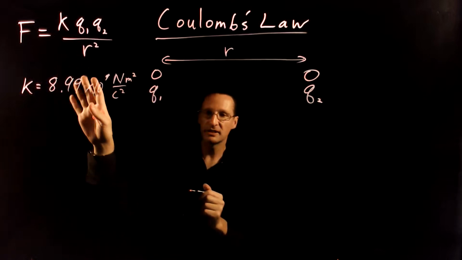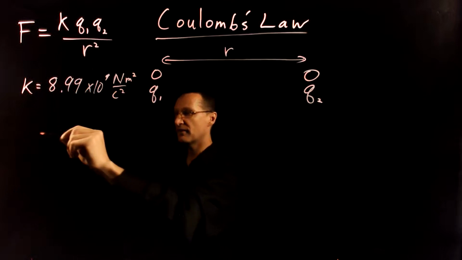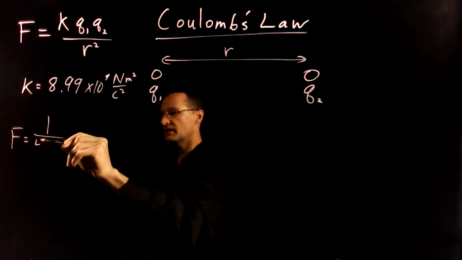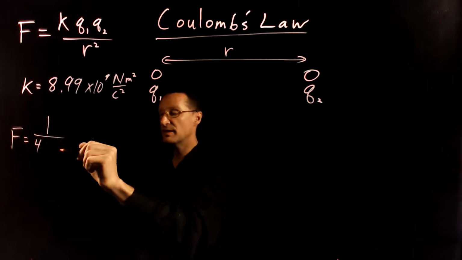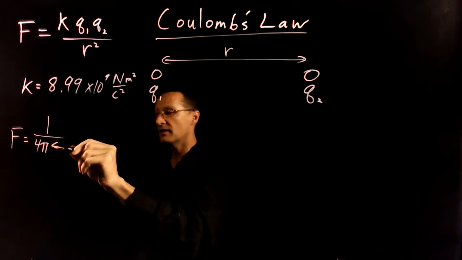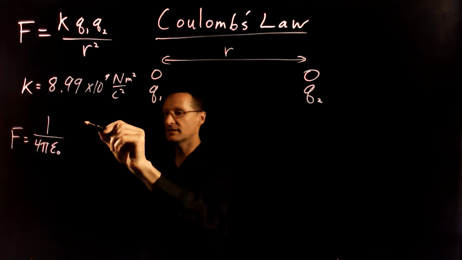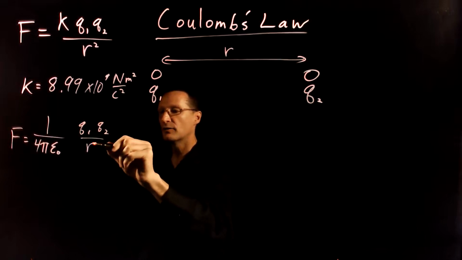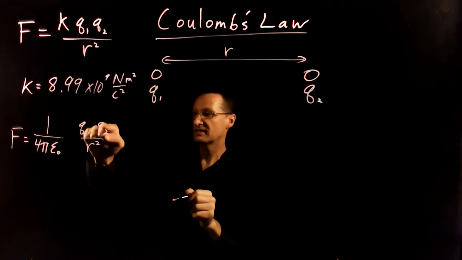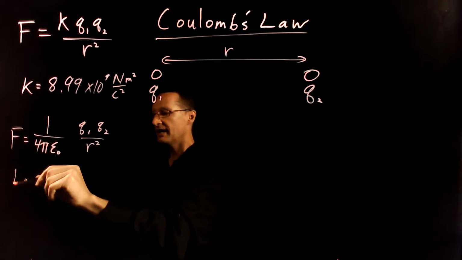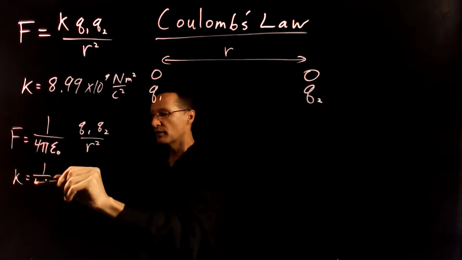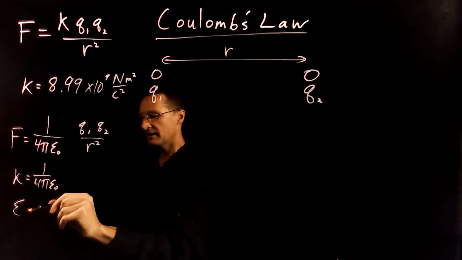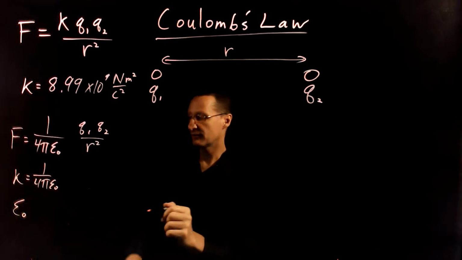Now, there's another formulation of this that's also very popular that you may see from time to time, and that's given like this. It's just a repackaging of the constants here. So it's 1 over 4 pi epsilon naught times Q1 Q2 over r squared. So this part remains the same. It's just that k is equal to 1 over 4 pi epsilon naught. Epsilon naught is sometimes called the permittivity of free space.